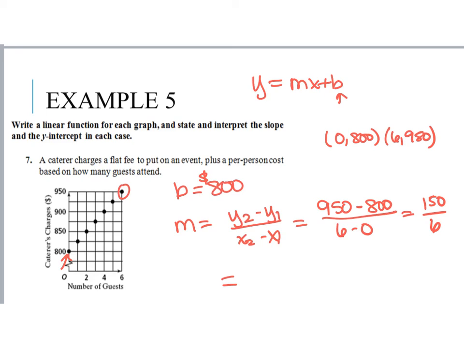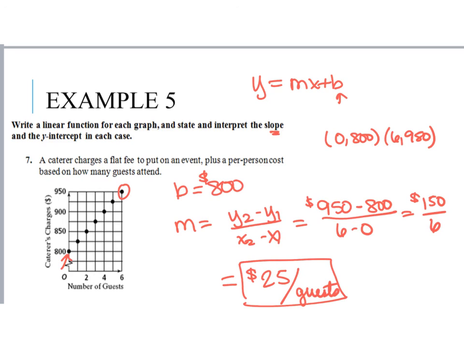equal to 25. Now again, when I look at my y values, these are all dollars up on the top. So that tells me that I have $25 per, and then my x values are my number of guests. So this caterer is charging $25 per person. So that is our slope. That's what the slope means.